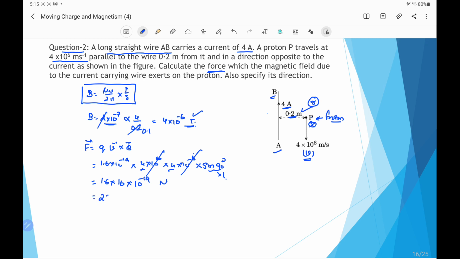Or we can write it is 25.6 into 10 power minus 19 Newton, or we can write it is 2.56 into 10 power minus 18 Newton. This is the force on the proton. Now the direction is, because this charge is moving in the downward direction and the magnetic field is perpendicular downward from the plane of paper, therefore, using the right hand rule, we can say the force will act in the plane of paper and in the rightward direction. So the direction is rightward, right side in the plane of paper.